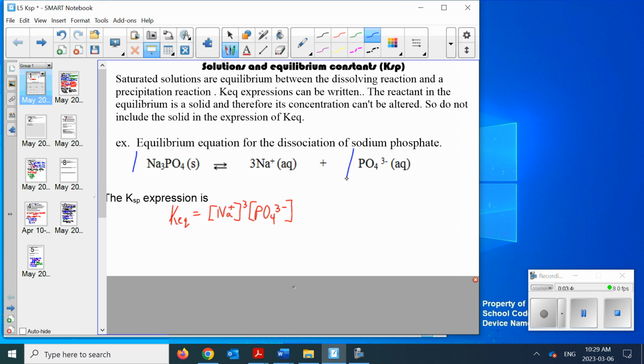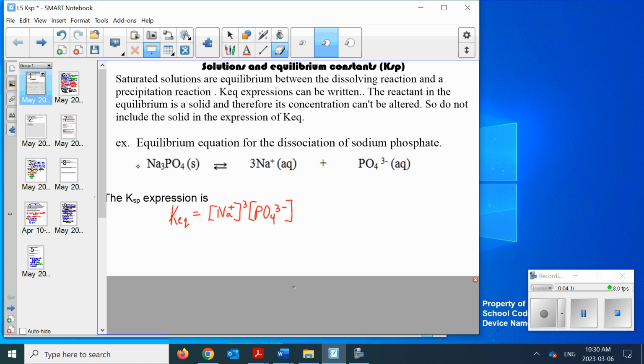What does that mean? Rip them apart. If two of these break up, how many sodiums form? 6. And for two of these, it's a 1-to-1 ratio for phosphate. Now, we're used to using the variable x. If x sodium phosphates break up, how would we find the amount of sodium ions? 3 times x.